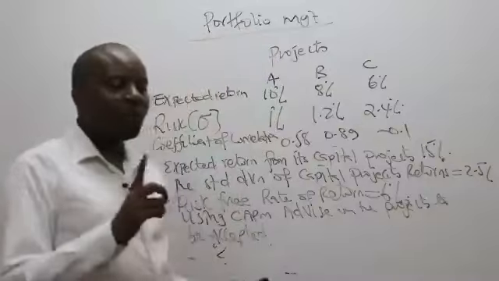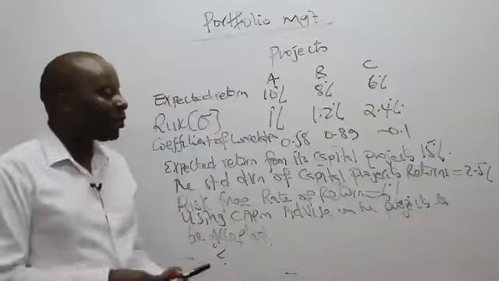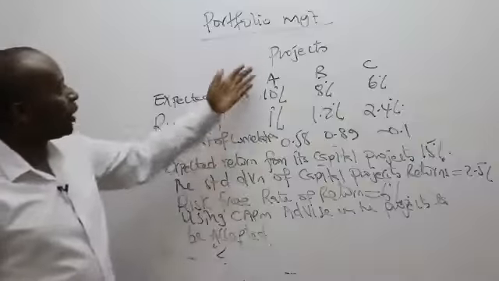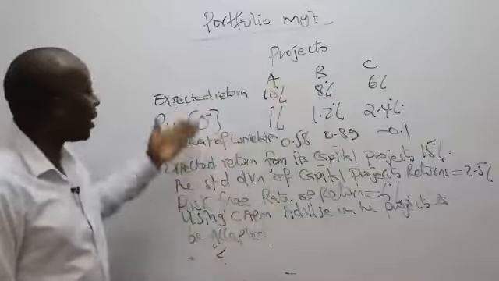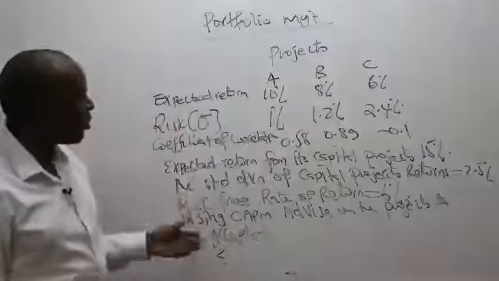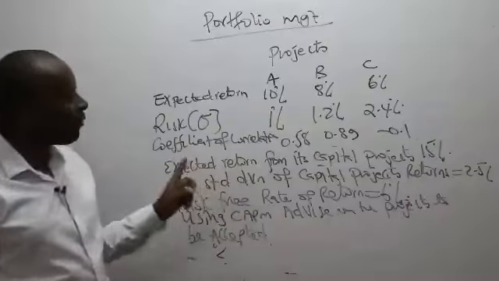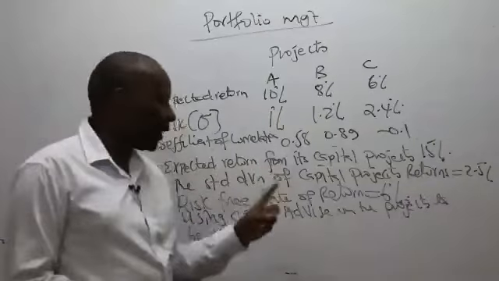So what some good student is telling me here, ladies and gentlemen, is that the first thing I need to do for this kind of question, where they have given us 3 projects, is to look at what we have: expected returns, the risk-free rate measured there for the projects, and then the coefficient of correlation. Expected return from its capital projects is 15%.